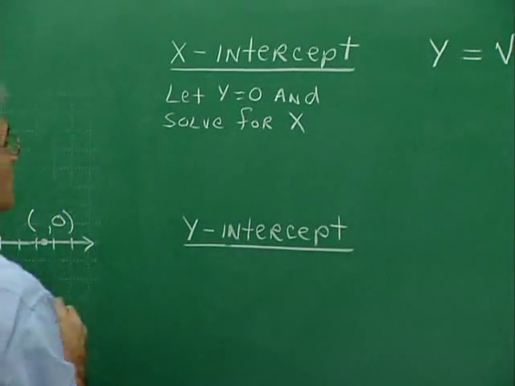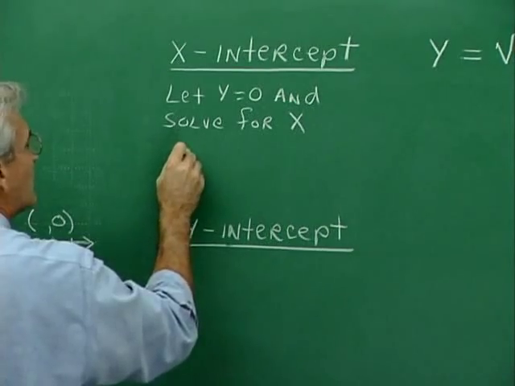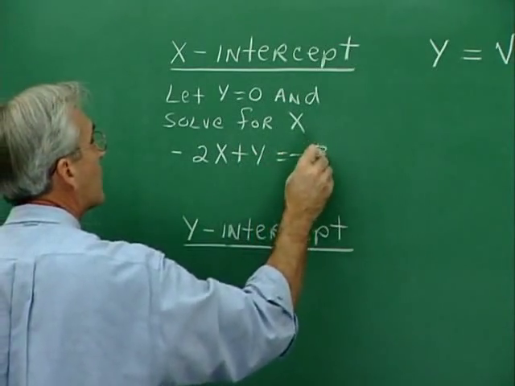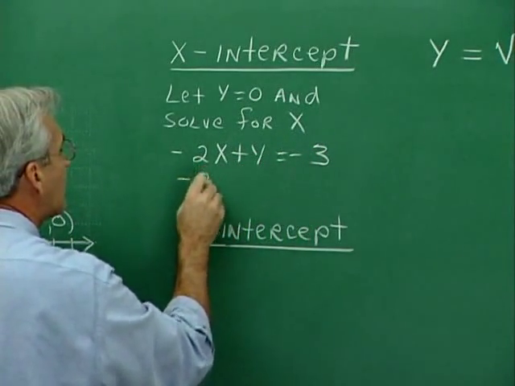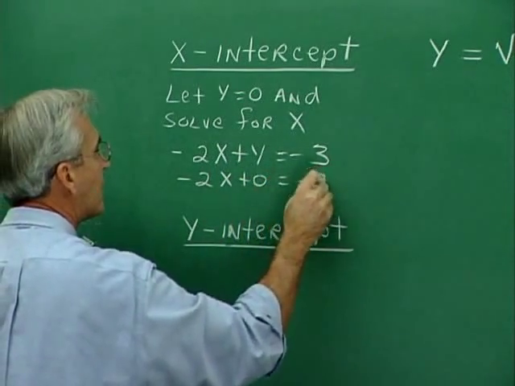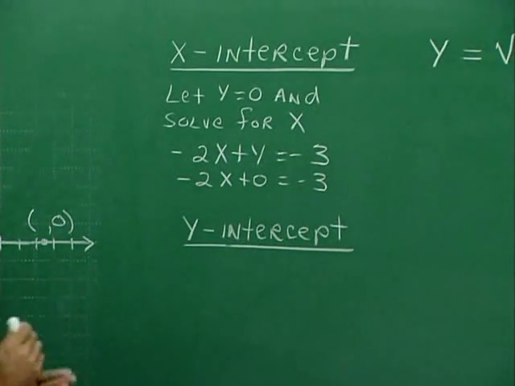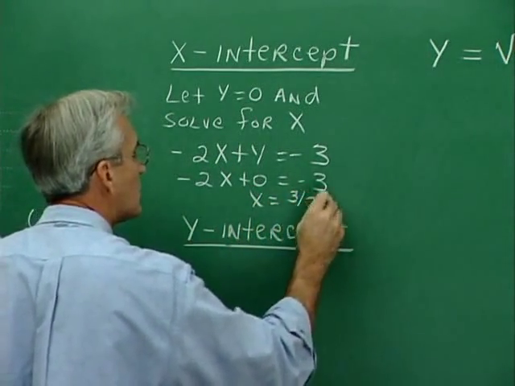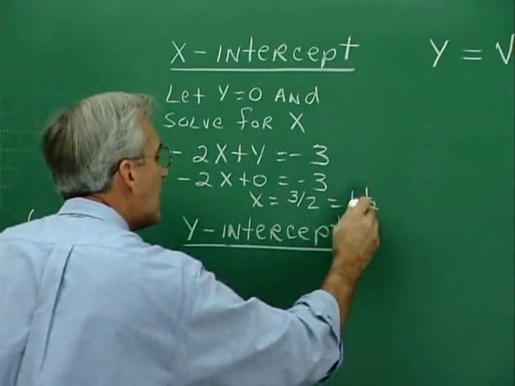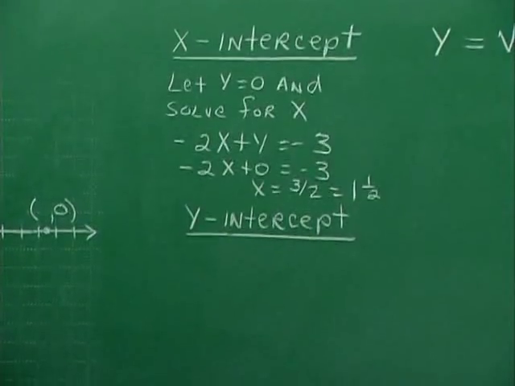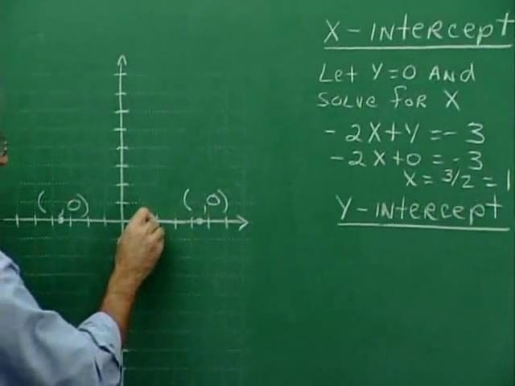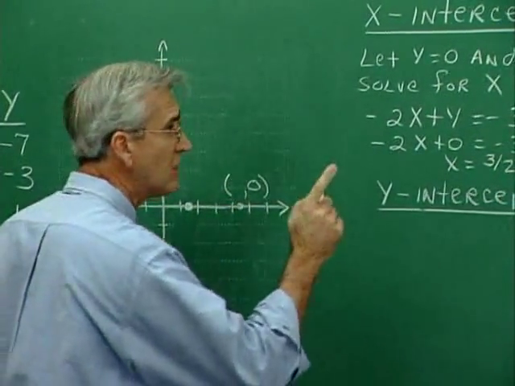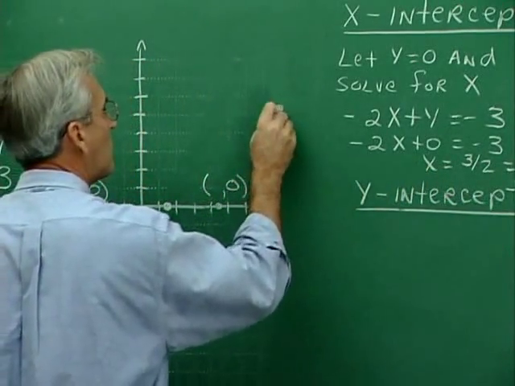If we're talking about the equation we just looked at, I'll use the original form of the equation. It's negative 2x plus y equals negative 3. And if we let y be 0, we have negative 2x plus 0 equals negative 3. And now it's fairly easy to solve for x. We divide on both sides by negative 2 to find x to be 3 over 2, which is 1.5. And then we could actually plot that point. That's the point 1.5, 0, so that point was right here. Okay, so the x-intercept is the point 3/2, 0.